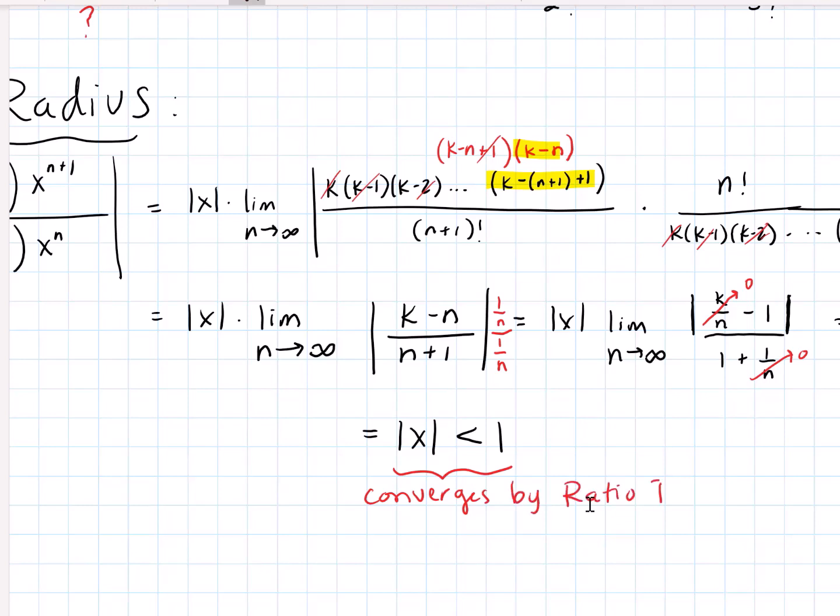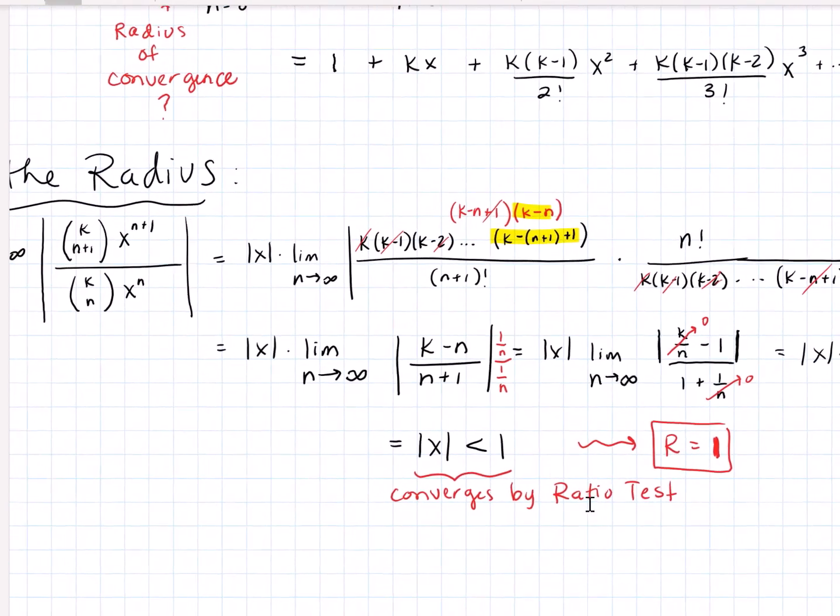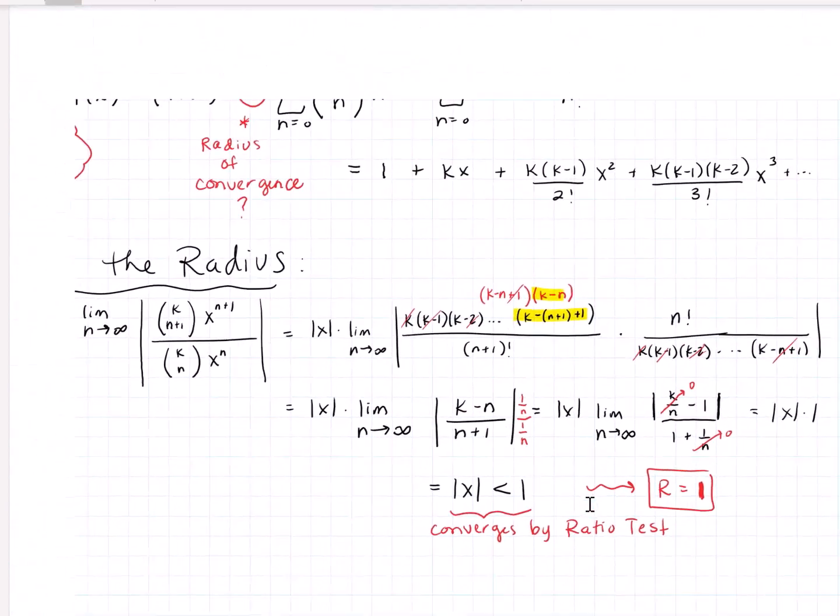And what that tells me is that the radius is equal to, almost wrote infinity, but 1 is not infinity. 1 is definitely not infinity. Okay, so there we go. So the radius is actually equal to 1. So the radius for this binomial series expansion is equal to 1. So we could summarize this all up. I've got it all here on the screen now.